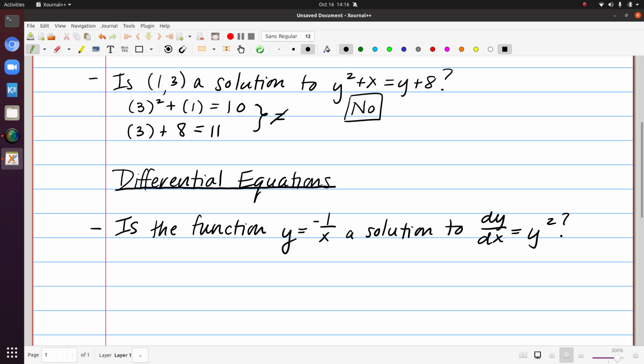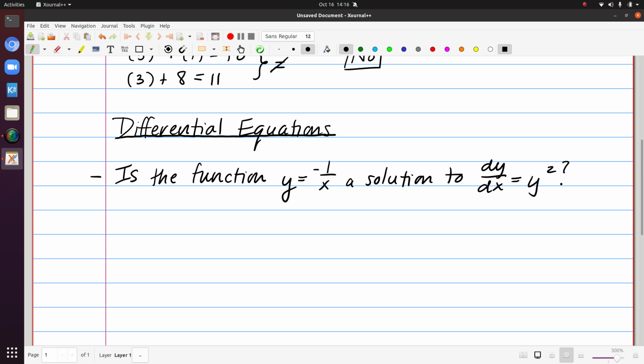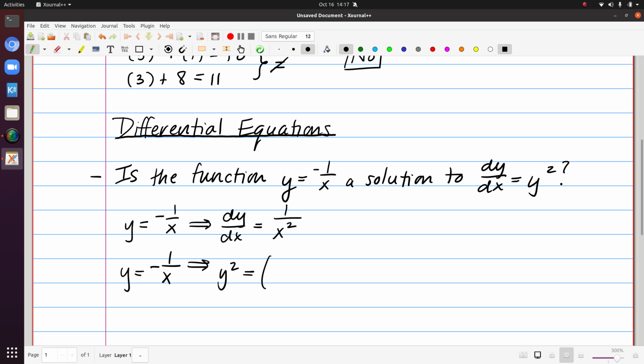The way that I can approach this, if given a proposed solution, is very similar to what we did above. So I take the proposed solution and essentially I plug it into the equation, right? So on the left-hand side, we would think about y equals minus 1 over x would imply that dy/dx, using the power rule, would be 1 over x squared. On the right-hand side, starting with y equals negative 1 over x, then the square of y would be the square of the function negative 1 over x, which would yield 1 over x squared.